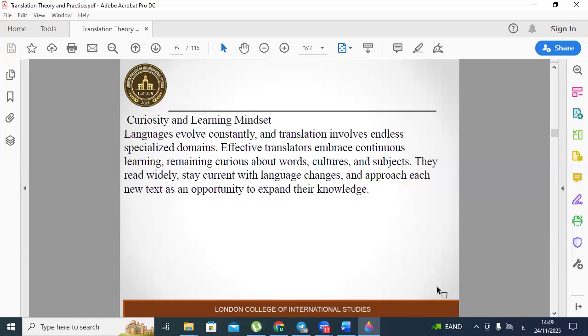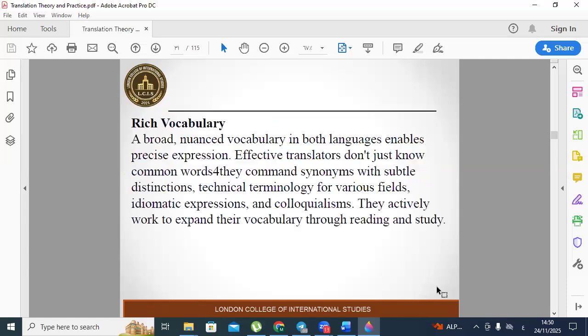Curiosity and learning mindset. Language evolves constantly, and translation involves endless specialized domains. Effective translators embrace continuous learning, remaining curious about words, cultures, and subjects. They read widely, stay current with language changes, and approach each new text as an opportunity to expand their knowledge.